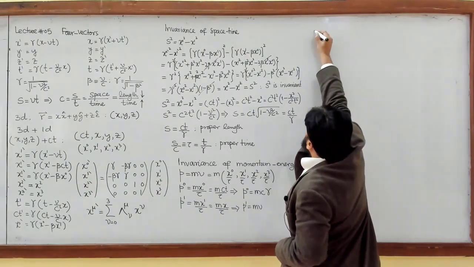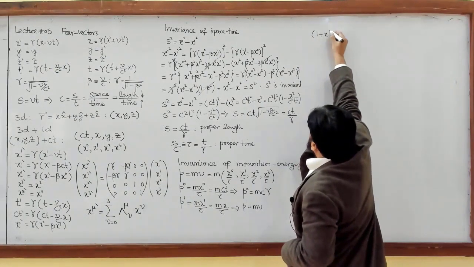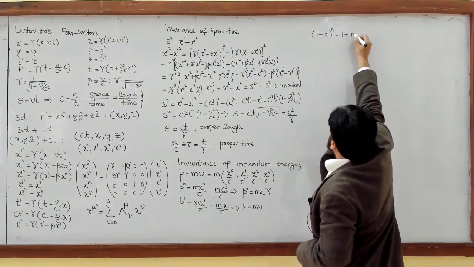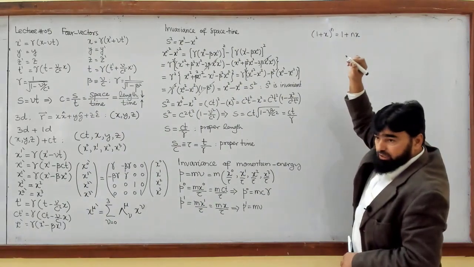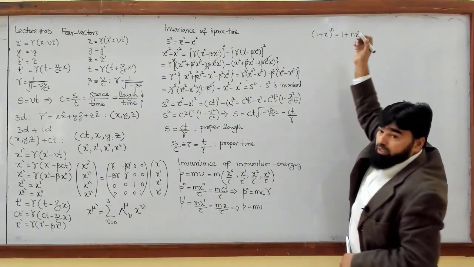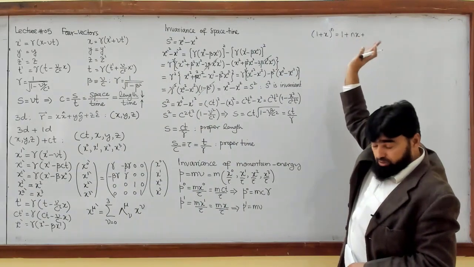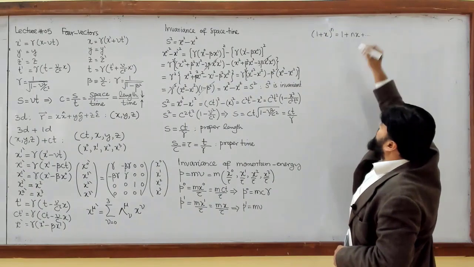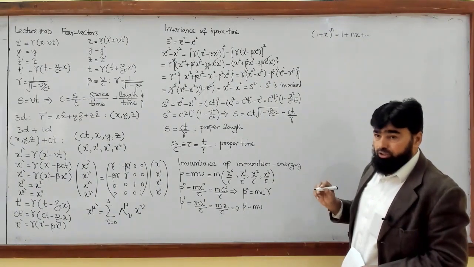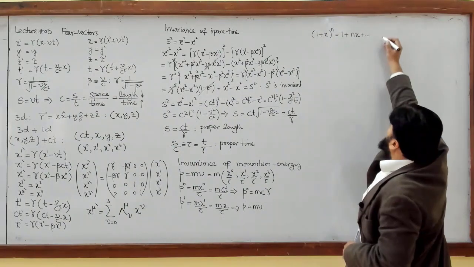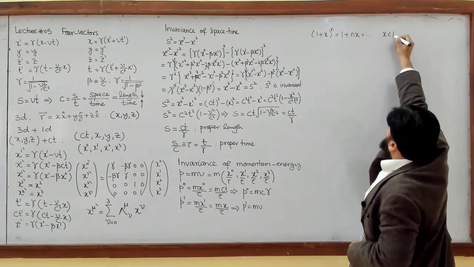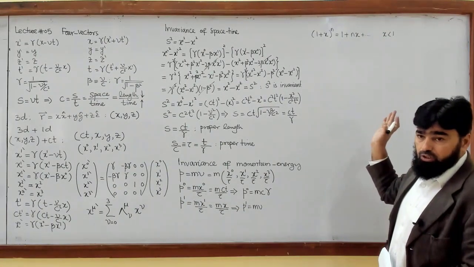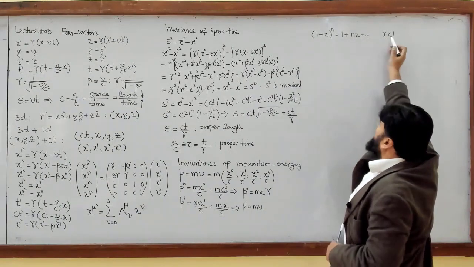The binomial series is that (1 + x)^n is equal to 1 plus n times x plus n(n-1)/2 factorial x squared, and so on. I am writing only the first two terms, but there is a restriction. The restriction is that |x| is supposed to be less than 1. For |x| greater than 1, you cannot write the binomial series. This x should be less than 1.